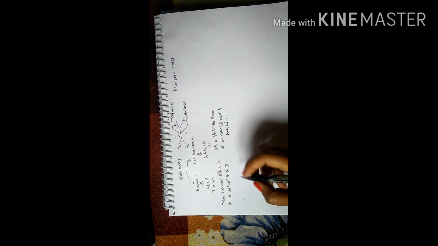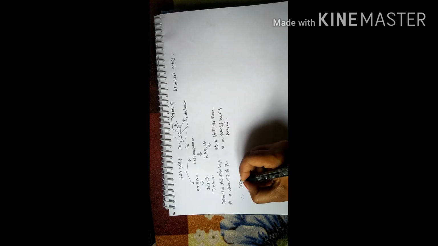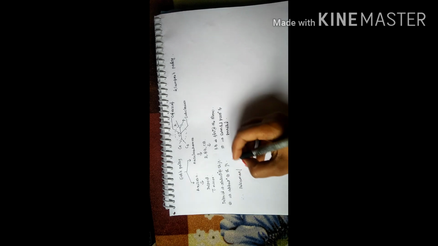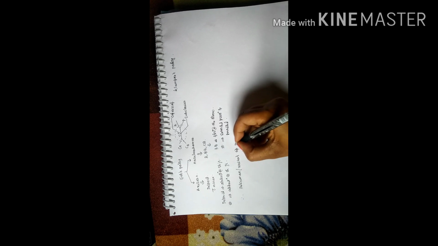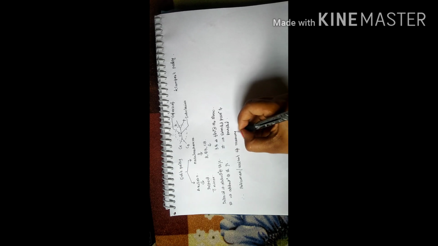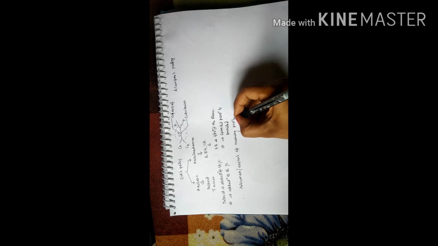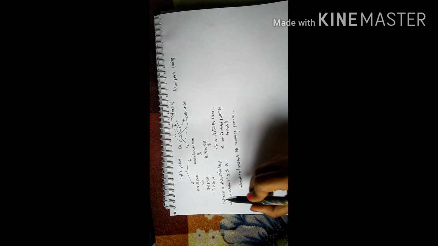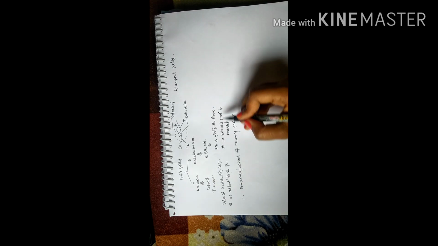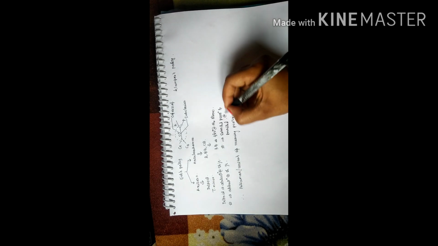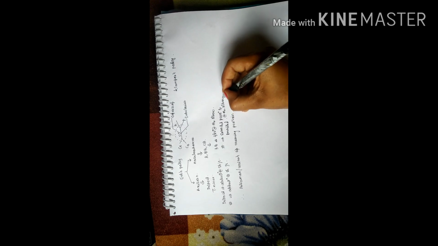Therefore, in Erb's paralysis, we have the policeman or waiter's tip receiving position. That is, there will be adduction at the shoulder joint, extended position at the elbow joint, and the arm will be in pronated form. This is known as the policeman or waiter's tip receiving position.